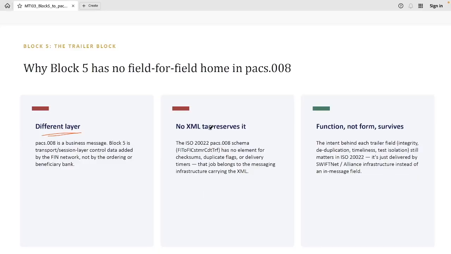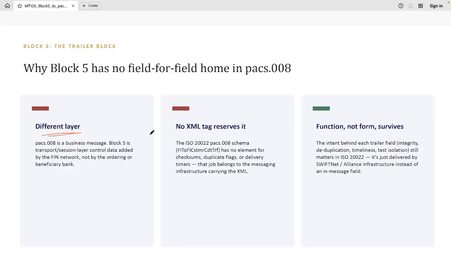Third reason, the function survives even when the format changes. This is the most important lesson from this video. So when moving from MT to ISO 20022 MX, we should not ask only where this field goes. We should also ask what purpose this field serves, and which component performs that purpose in the new architecture. For example, the integrity function still exists. Authentication still exists. Duplicate prevention still exists. Delivery monitoring still exists, and so on.